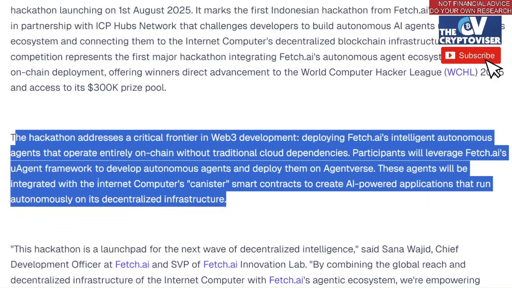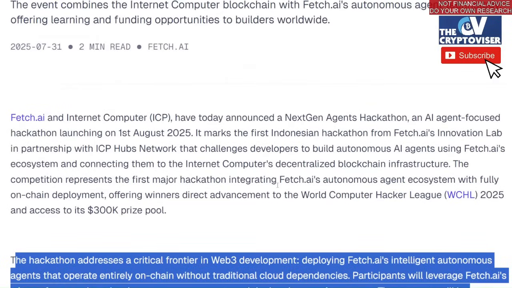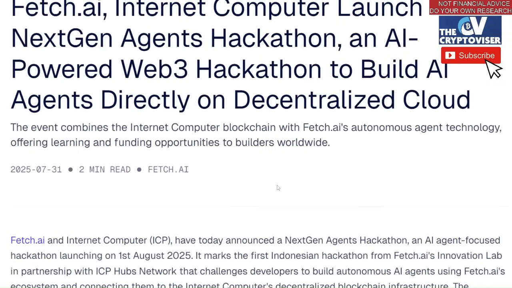These agents will be integrated with Internet Computer's smart contracts, which are called canisters, to create AI-powered applications that run autonomously on its decentralized infrastructure. So literally, Fetch AI created a hackathon to pay people to create products on Fetch AI that would be utilizing the back-end infrastructure of Internet Computer. That is huge. That is really big.